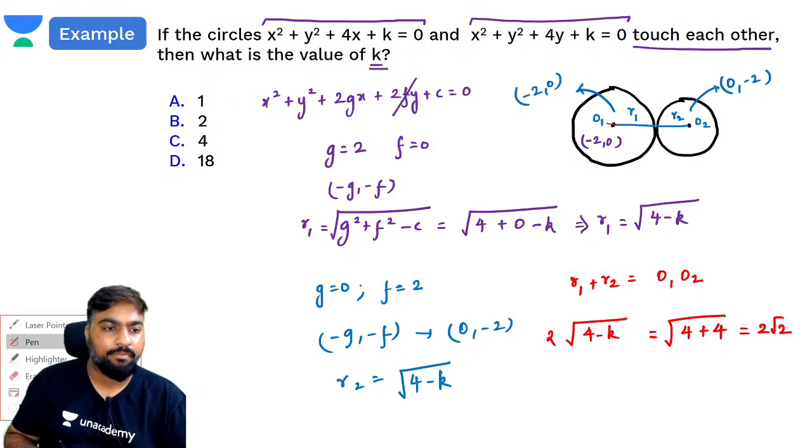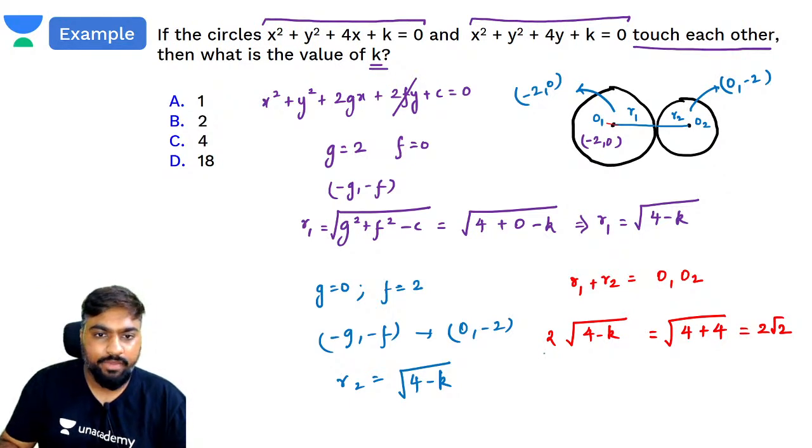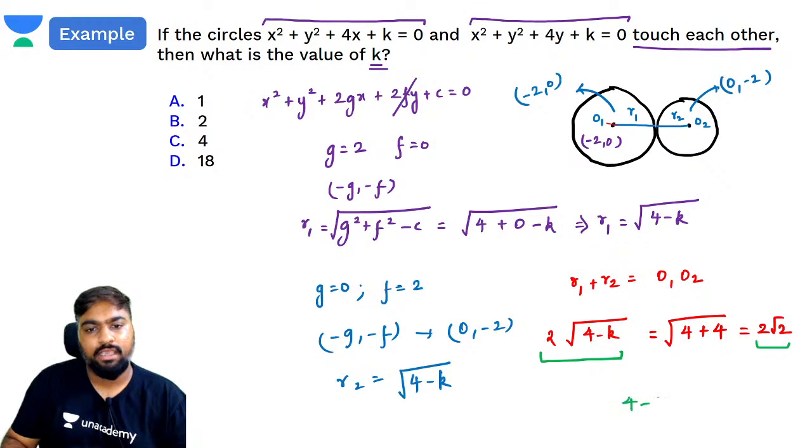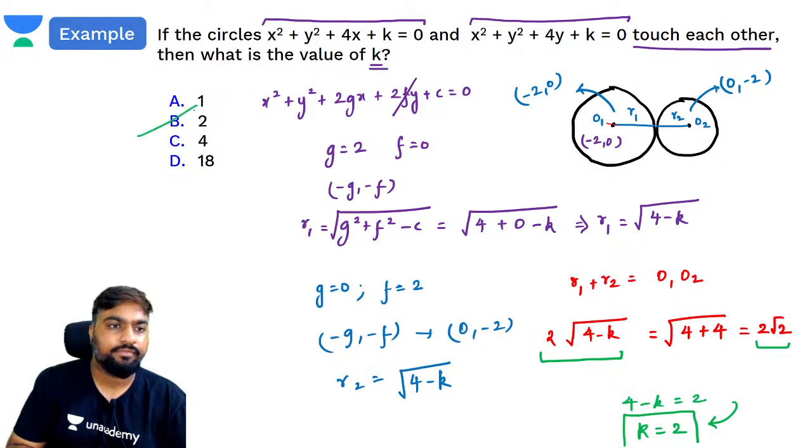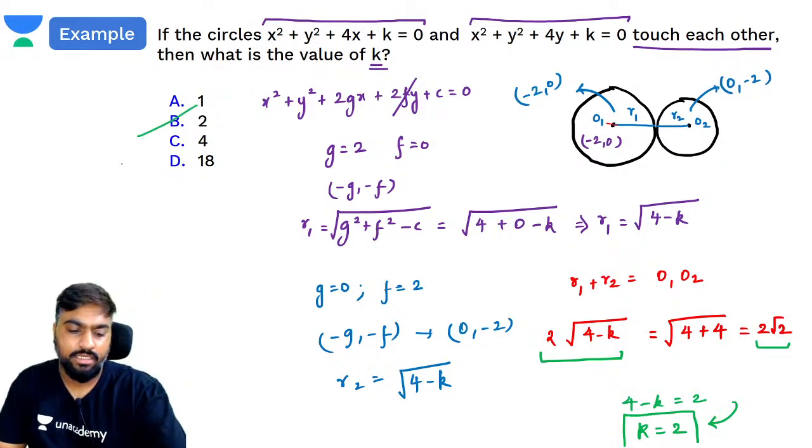So from here, if you compare this and this, what do you get? You get 4 minus k is equal to 2, or k is equal to 2. Done? 2 is your right answer.